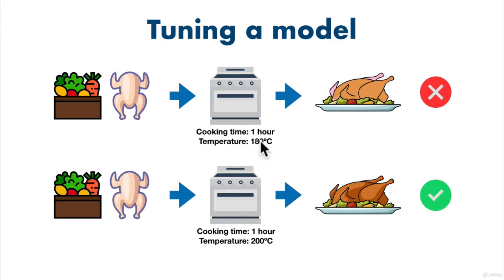So like a little dial here, right? This is how you can tune your oven. You can change it from 180 degrees to be 200 degrees. If you leave it on 180 degrees, chicken doesn't turn out well. If you take it up to 200 degrees, chicken does turn out well.